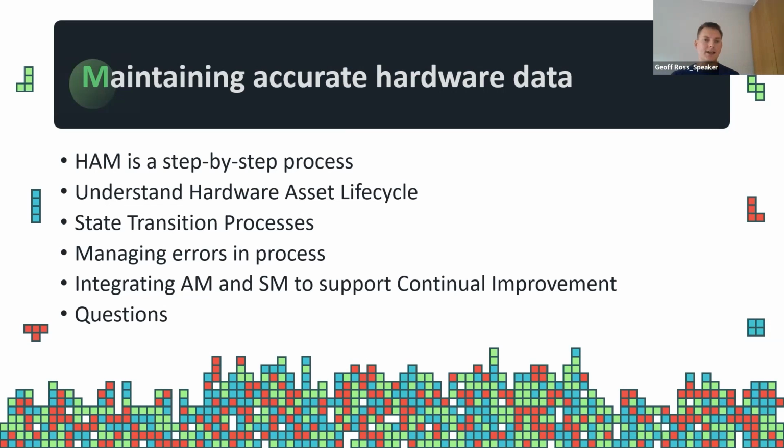We're going to look at the hardware asset lifecycle and what that really means, step by step. And we're going to look at each individual state transition process and how that's so critical to maintaining accurate data. We'll look at how we manage errors in that process, because no process is perfect, unfortunately. And we're going to require a reactive approach to find the errors, detect the errors, and resolve those.